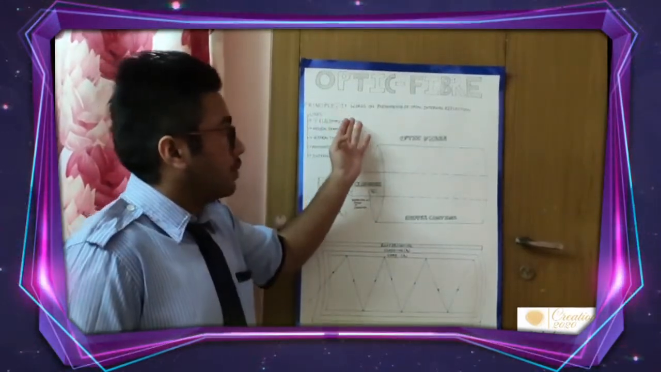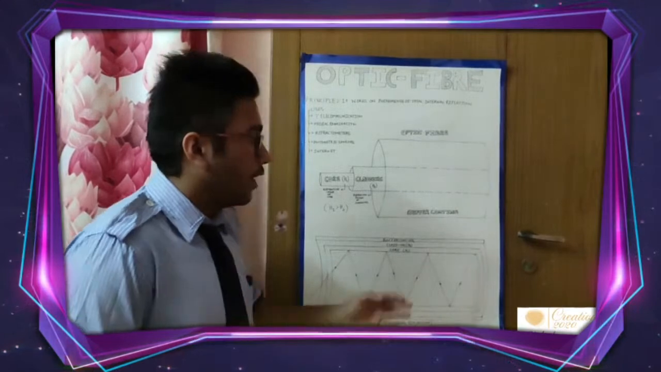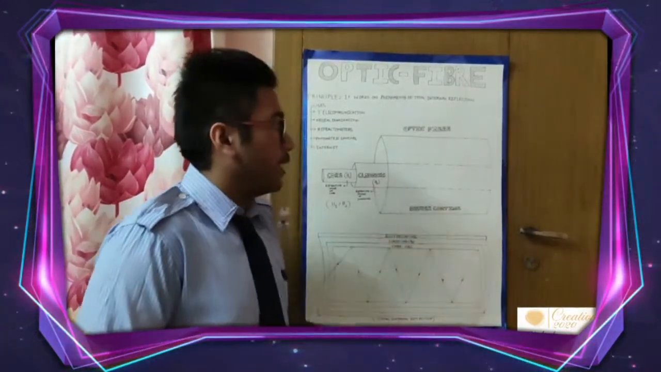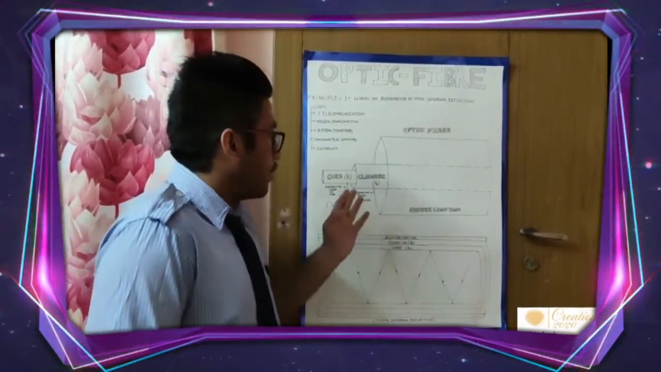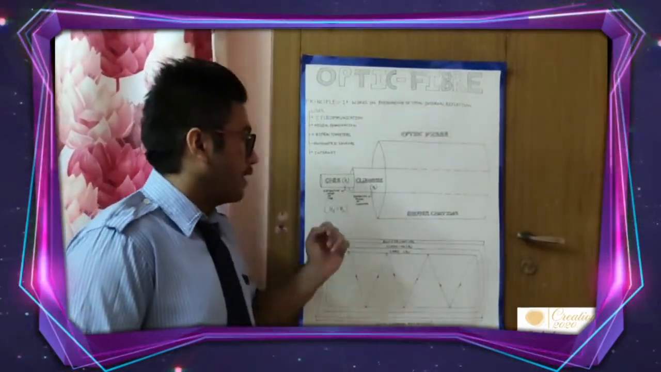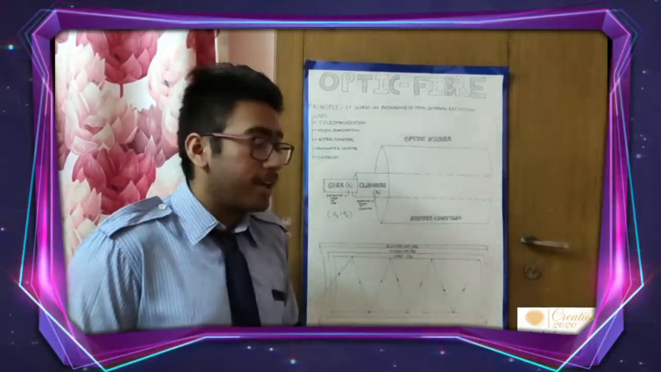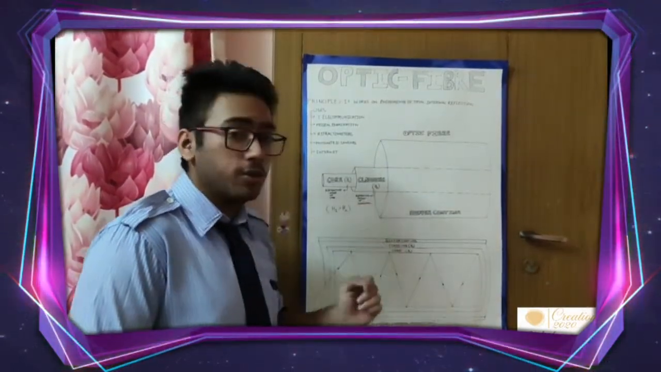Optic fiber works on the principle of total internal reflection. Now I would like to show you an optical fiber. The optical fiber has a core made of high quality glass of refractive index μ1. It is surrounded by cladding made of plastic material with refractive index μ2.